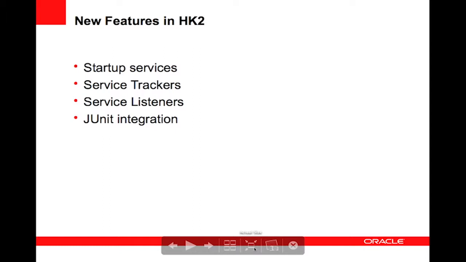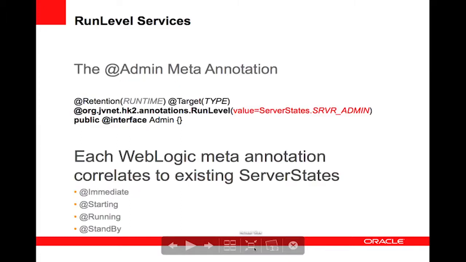On top of that, because we've had these services available since version 3.0, we've added facilities to track services. It's a facility where you can get notified of changes of a particular service. You can also listen to a service, which is listening to the life cycle of that particular service, its allocation and its deallocation. And finally, to help with development and testing, we've added a JUnit integration. So let's look into all this in more detail.